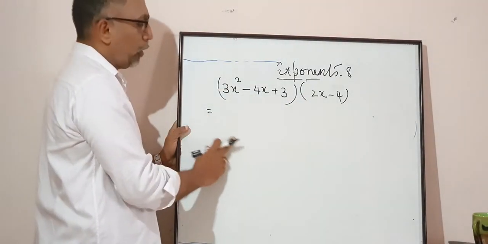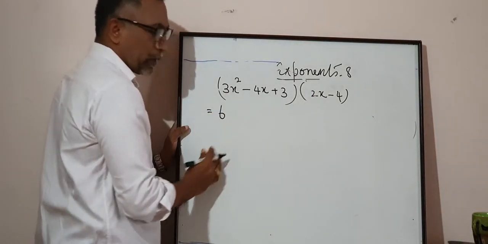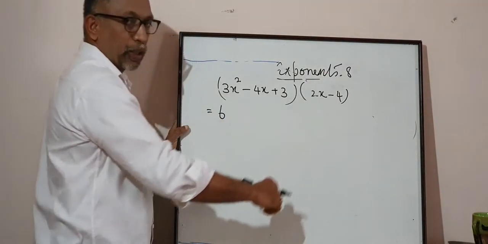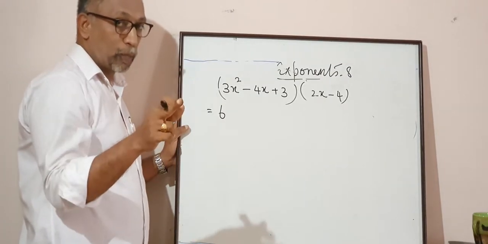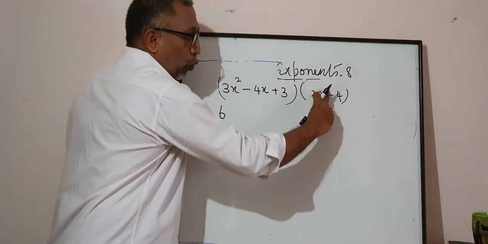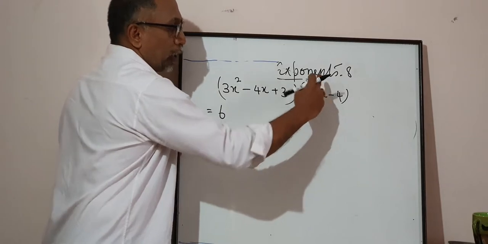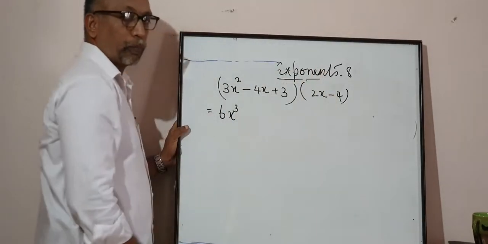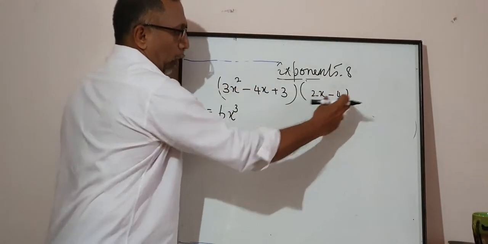I'm not going to write it. So 3 times 2, 6. Then x² times x. By the laws of exponents, because it is multiplication, x² times x, and x means power 1. So x² times x¹ is going to be x to the power 3, that is 2 plus 1. Finish.